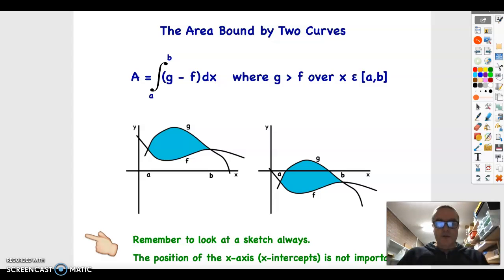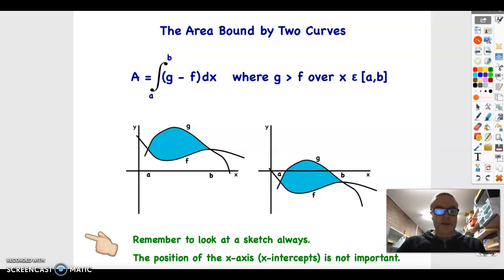A couple of pointers. As always, when you're calculating definite integrals and areas, always look at a sketch, just checking where those areas are. It will show you also which function is higher, which function is lower, roughly where those intersections are. Importantly, it might also show you that there are more than two intersections, and in that case you would need to divide your calculations up into more than one part. And remember that the position of the x-axis is really not important.